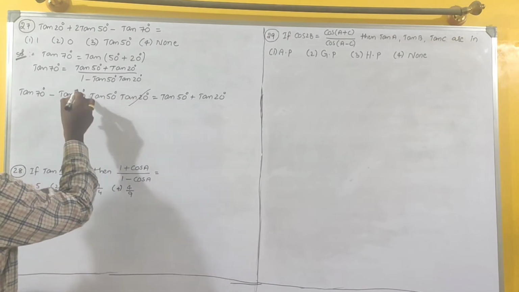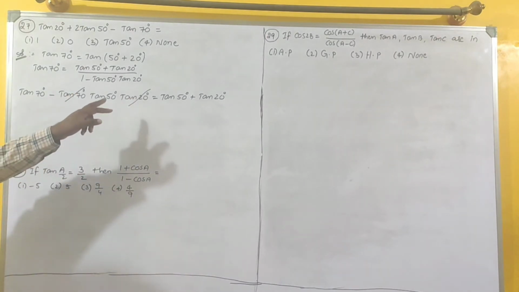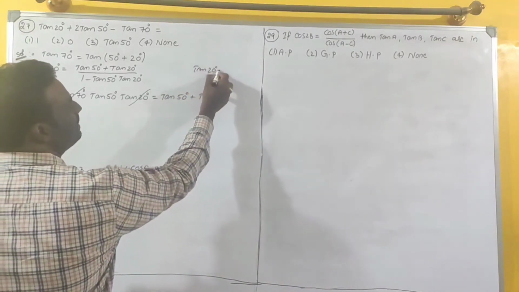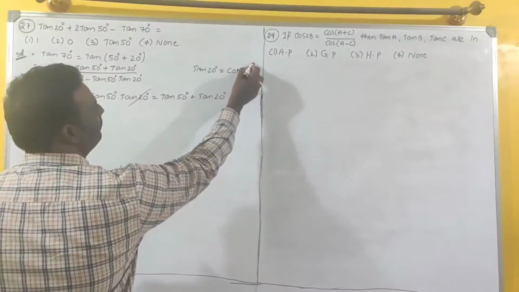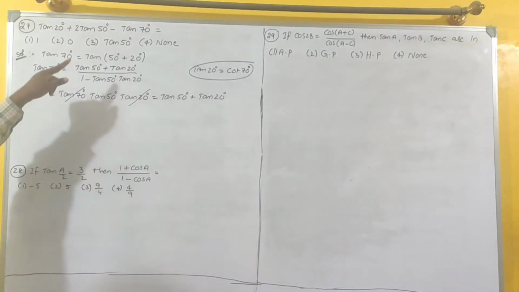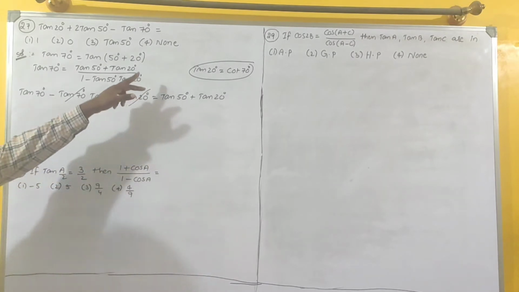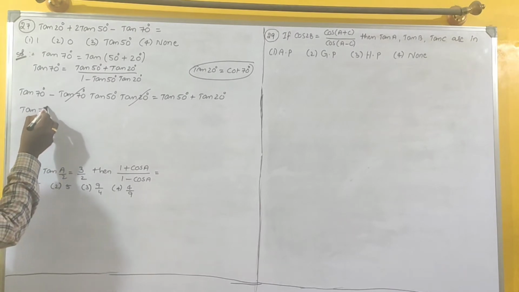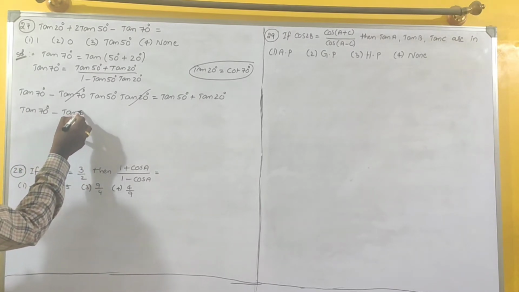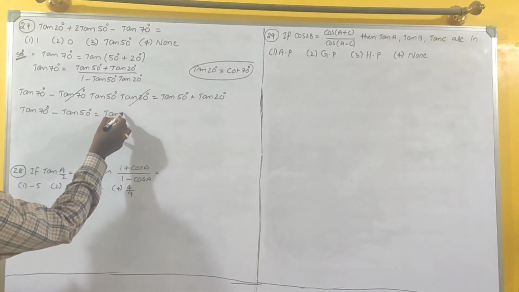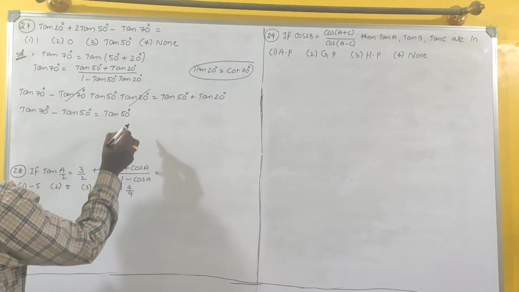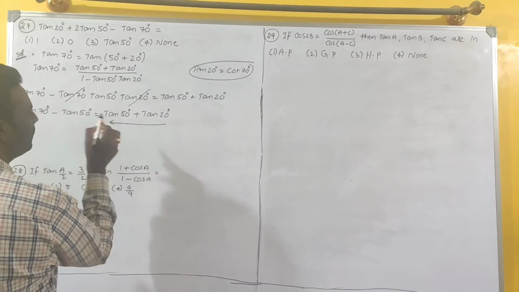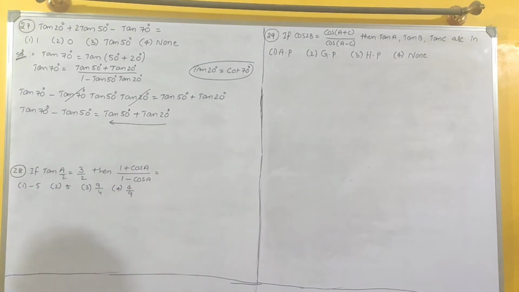Here tan 20 and tan 70 get cancelled. Why cancel? Since tan 20 is nothing but cot 70. Cot and tan are reciprocal to each other. That's why we can cancel. Now what is remaining? Tan 70 minus tan 50 is equal to tan 50 plus tan 20. Send this RHS to the left side. Then what is remaining?